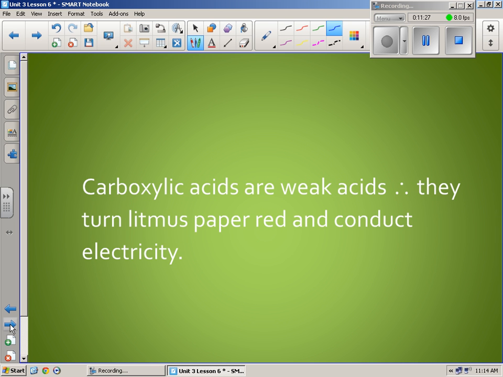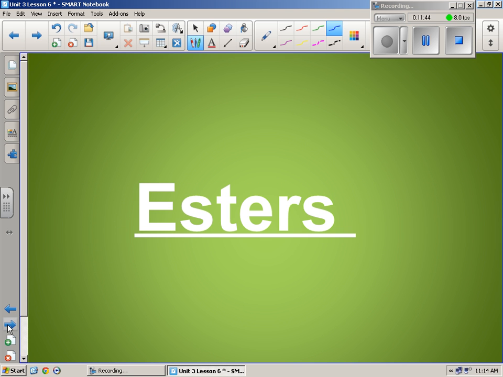Carboxylic acids are, well, as the name implies, acids. They are weak acids. They will turn litmus paper red. They will conduct electricity because they will ionize. Even though they're molecular, of course, they go through the process of ionization slightly, because they are weak.